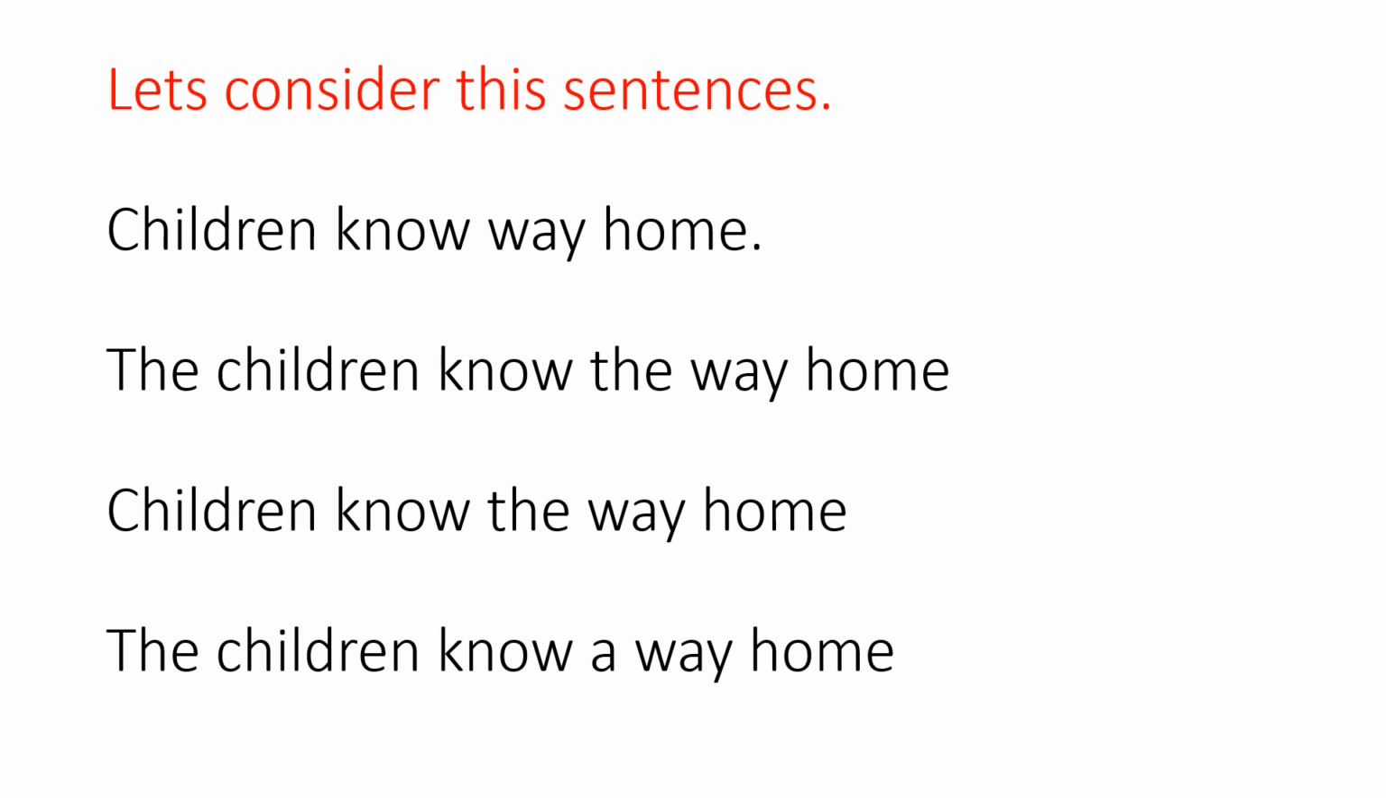Now look at this sentence. "Children know the way home." Here we can tell it's children in general and that they know a specific way to get home. Let's consider this sentence now. "The children know a way home." In this case, we see that it's a specific set of children and they know one of the ways to get home. We see a different perspective in all these sentences, but without articles, we can't say these things.